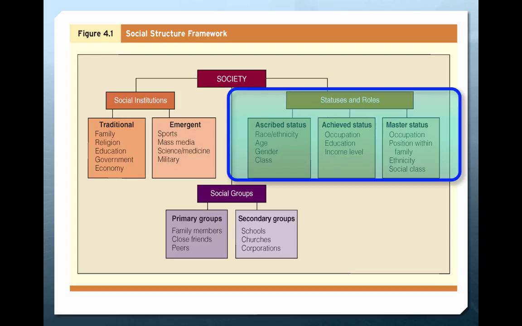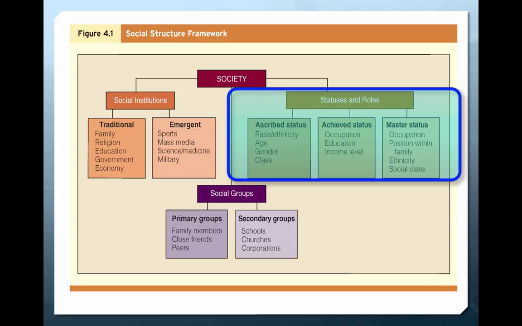Now, if you notice there, you'll see under statuses, ascribed status and achieved status. Ascribed status is a social position conferred at birth. That is, you don't choose it. It's a part of who you are at birth. This could include your race or ethnicity. As you grow older, it's your age, and it can include your gender. It's based on attributes over which you have very little or no control.